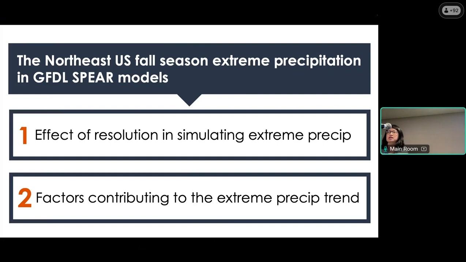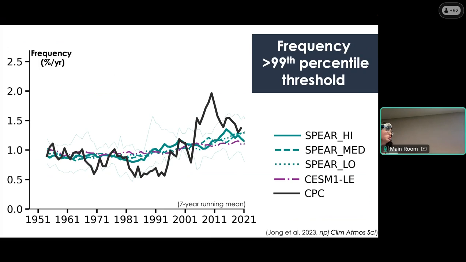We only focus on the fall season, September to November, because this is the season in which this region has seen the most robust trend of extreme precipitation. One of the most common metrics we use to define extreme precipitation is the 99th percentile threshold, the top 1% of daily precipitation. The black line here is from the observations, and we can see this big jump in frequency since the 1990s. The colored lines are from the ensemble means of three SPEAR models, and we also compare to CESM1 large ensemble, which has the same resolution as SPEAR low, 100 kilometers. All of these model ensemble means also show a gradual increasing trend of extreme precipitation frequency for this region in the past few decades.